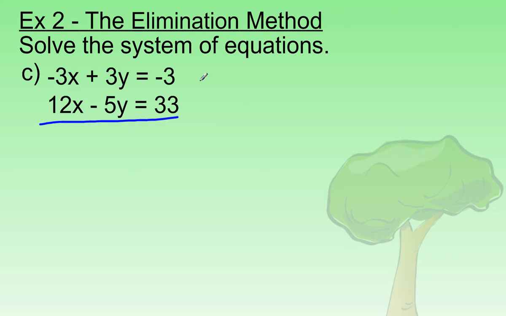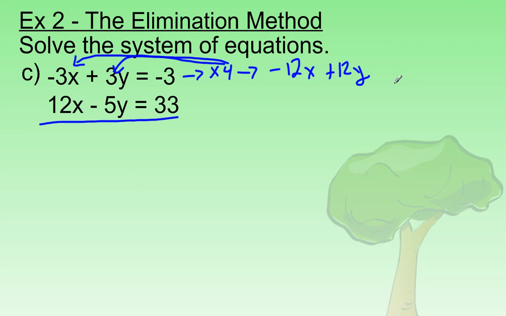If I take this whole top equation and multiply by 4, everything in the top equation, watch what I get. I get negative 12x. That's 4 times negative 3. And 4 times 3y is positive 12y. And 4 times negative 3 is negative 12.